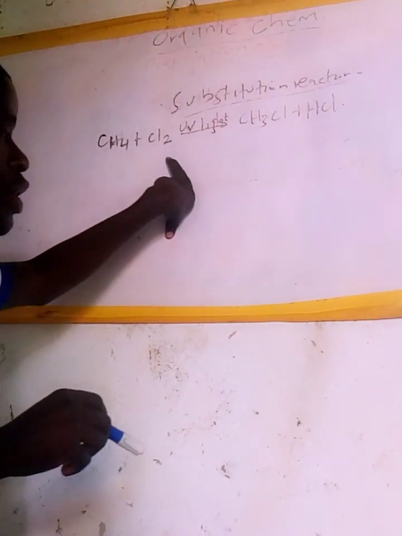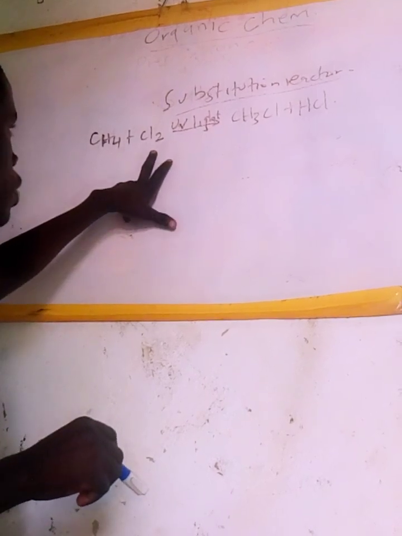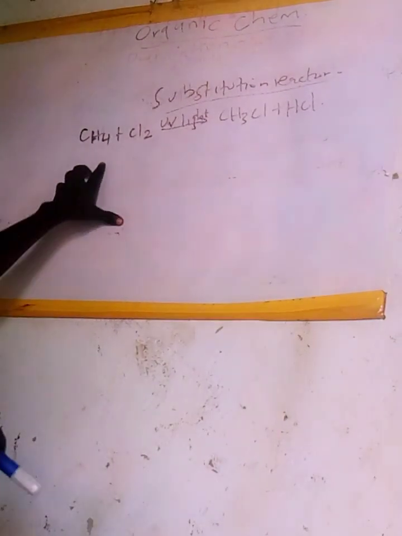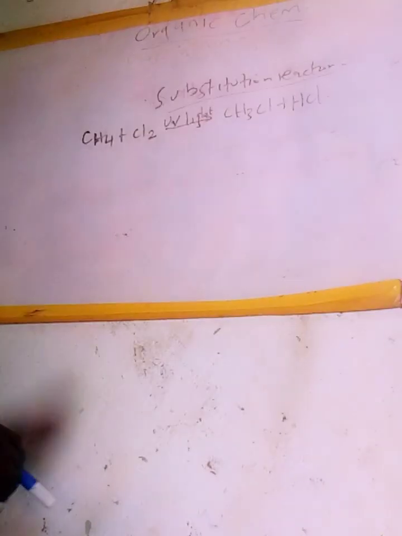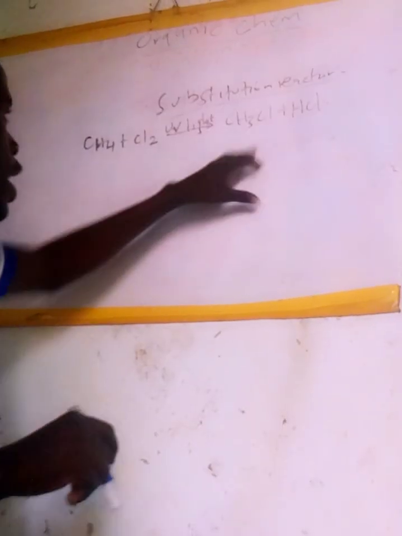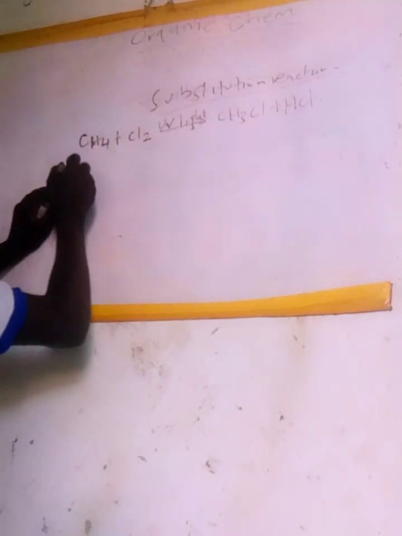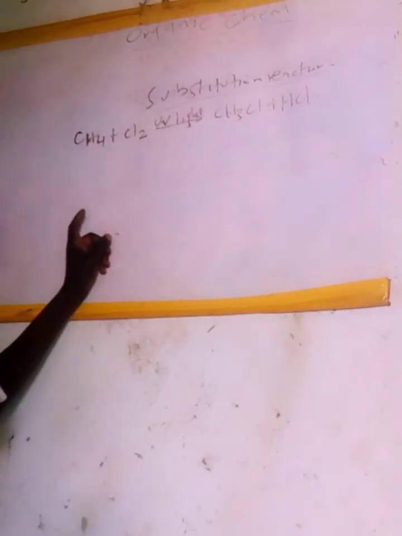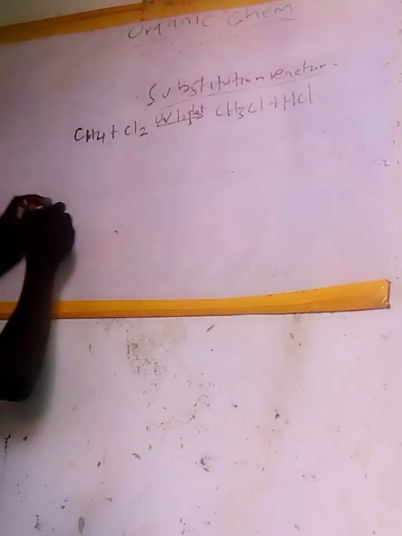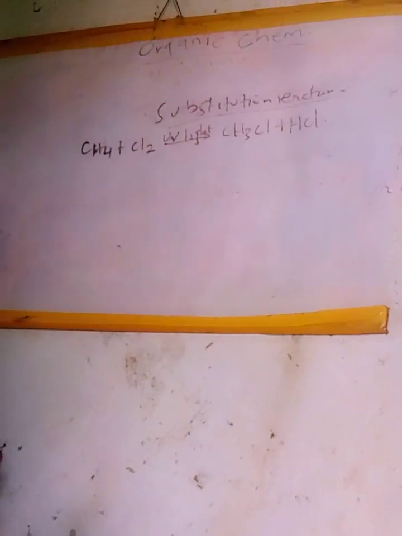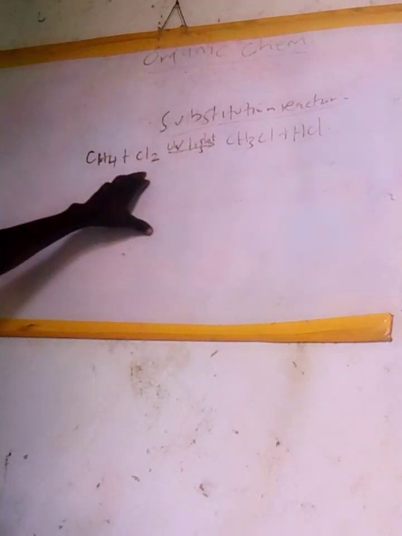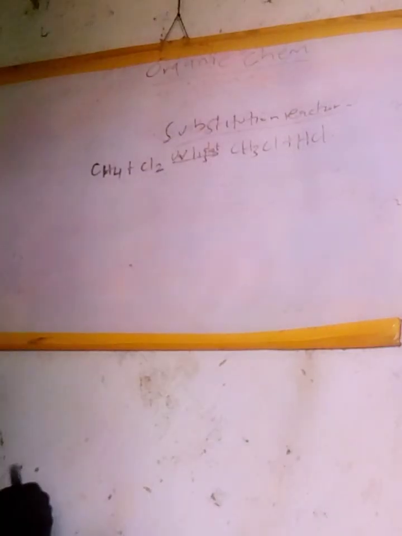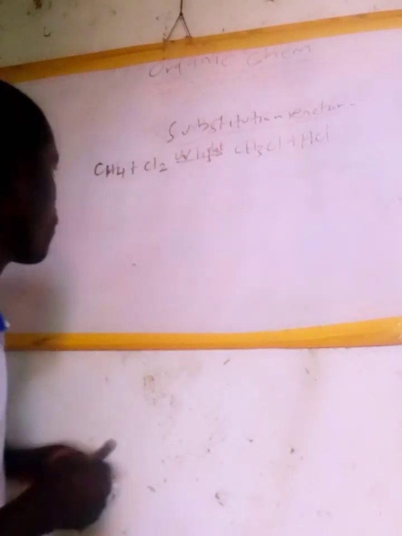So when you draw a structural formula, you will find that one hydrogen is substituted. The function of this light is to break the bond between this chlorine for it to be substituted in this reaction. Like for example, when you write here a structural formula, you'll find that one hydrogen is substituted with the chlorine here, and that chlorine reacts further with that hydrogen to form hydrochloric acid. And that's the reason the function of the UV light is to break the bond between chlorine atoms, so as to form chlorine atoms for it to be substituted in the reaction.